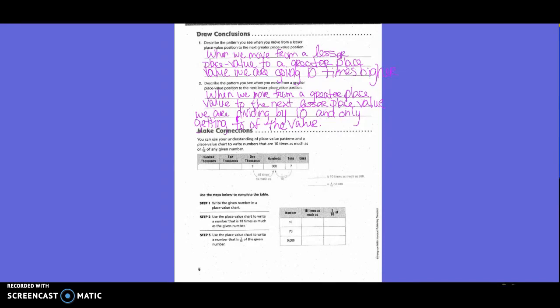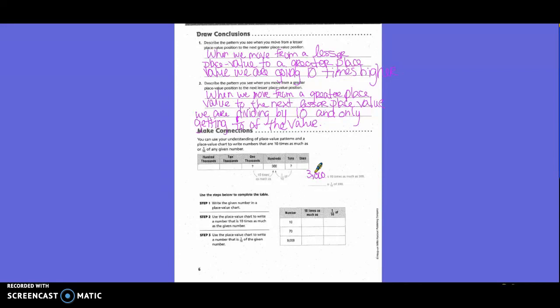Make connections. You can use your understanding of place value patterns and a place value chart to write numbers that are 10 times as much as or 1/10 of any given number. So they give us a little chart here and it says 300. And it says if we did 10 times as much of 300, what would that be? 3,000 because we go higher, right? We'd add a 0 to the end, correct? In 4th grade, you learn when you multiply by 10 or 100, or you divide by 10 or 100, you either add that many decimal places or you take away that many, right?